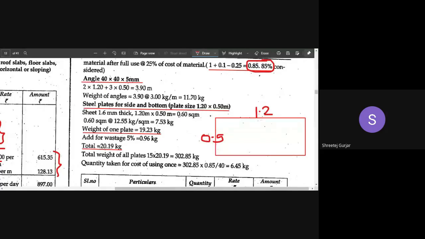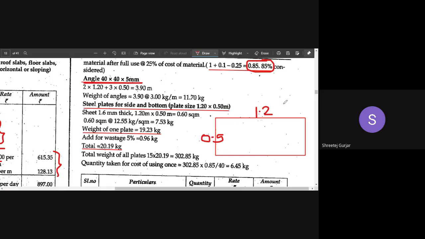Now, we require certain angles. The angle size we are considering here is 40 by 40 by 5. How many angles are required per plate?